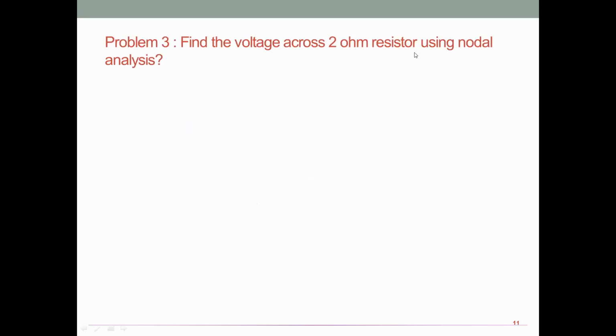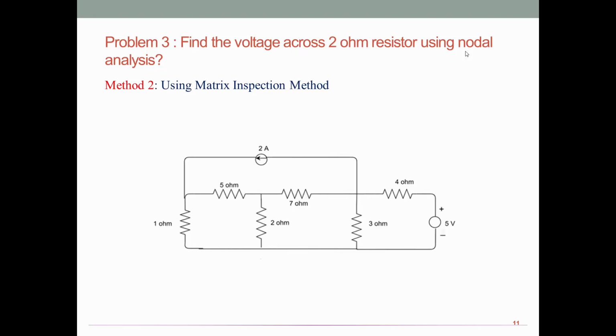Finally, come to problem number 3. Find the voltage across the 2 ohm resistor using nodal analysis. I am going to solve this problem using the matrix inspection method. This is the given problem. We have to find out the voltage across the 2 ohm resistor.